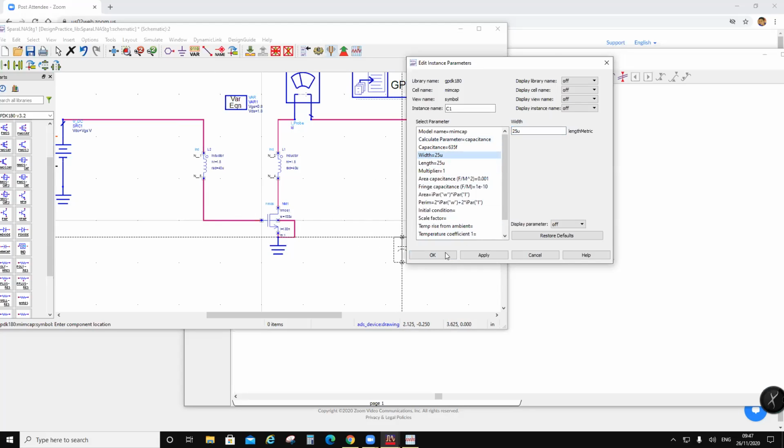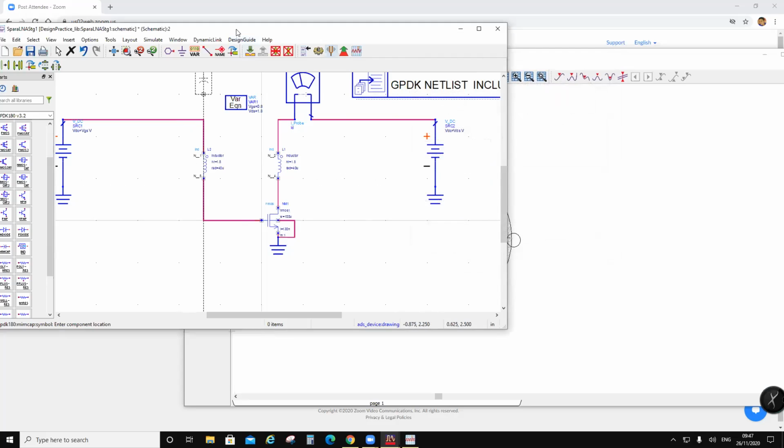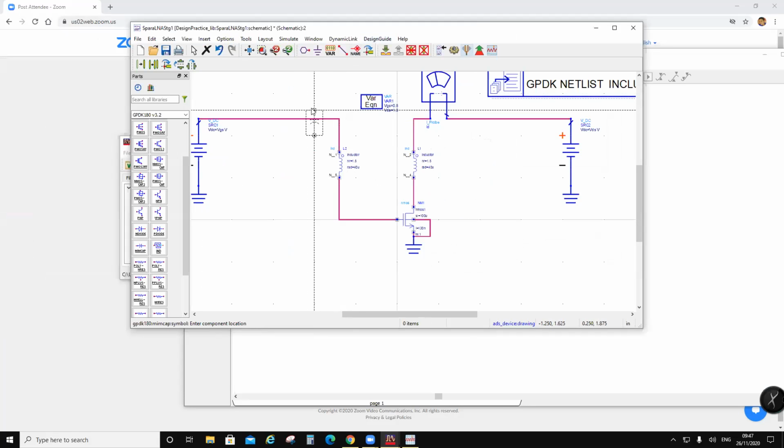So whenever you use large capacitors at high frequency, make sure through EM simulation that they are not resonating or anti-resonating, so they haven't reached their self-resonant frequency. That's what I'm trying to say here. So I'm going to put two capacitors here.